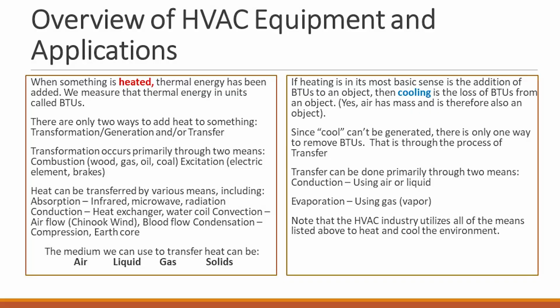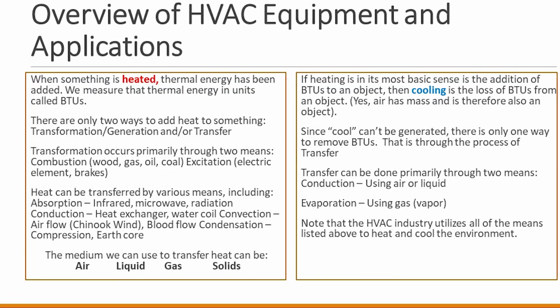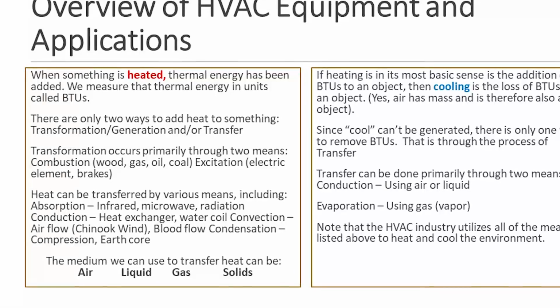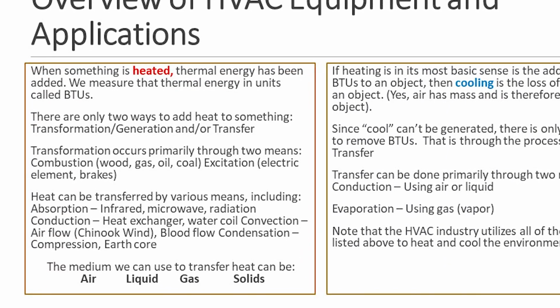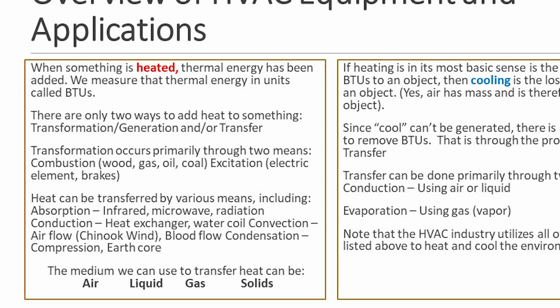When something is heated, thermal energy has been added. We measure that thermal energy in units called BTUs. There's a key word. There's only 2 ways to add heat to something: transformation/generation and/or transfer. So transformation occurs primarily through two means, combustion or excitation. It's a technical word. Heat can also be transferred the second way by various means, including absorption, conduction, and airflow. The medium we can use to transfer heat can be air, liquid, gas, solids.